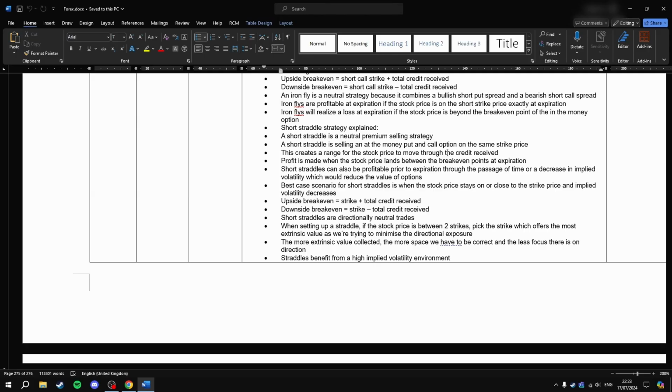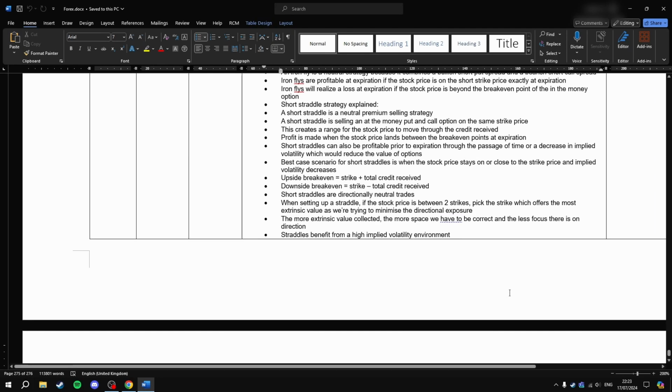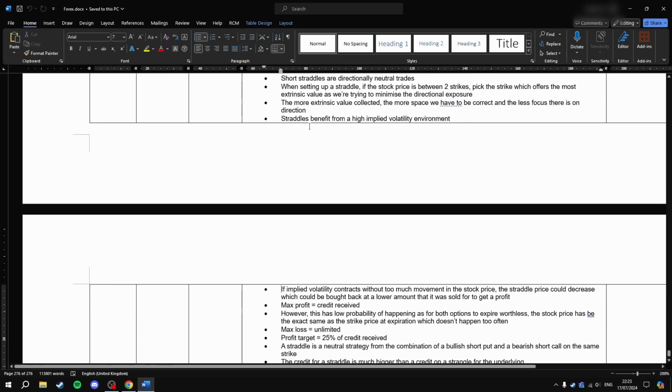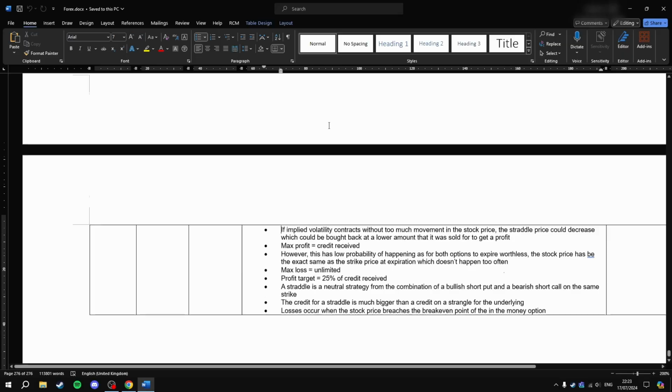Short straddles are directionally neutral trades, and when setting up a straddle, if the stock price is between two strikes, pick the strike which offers the most extrinsic value, as we're trying to minimize the directional exposure. So the more extrinsic value collected, the more space we have to be correct, and the less focus there is on direction. Straddle benefits from a high implied volatility environment.